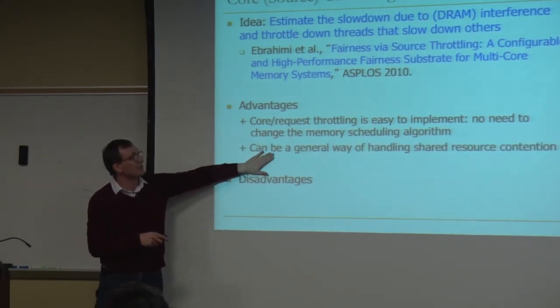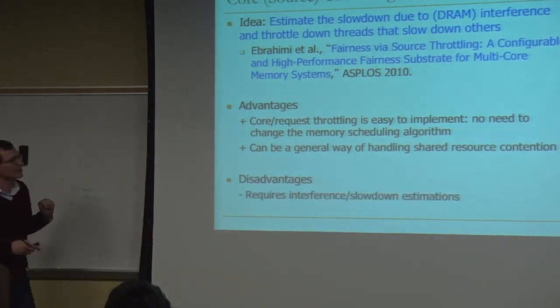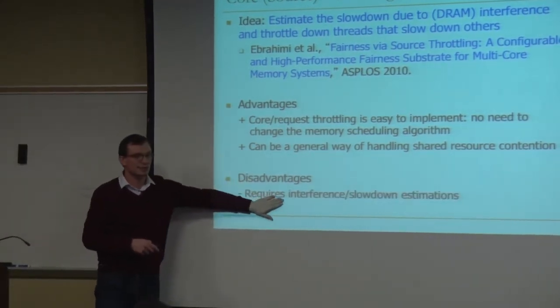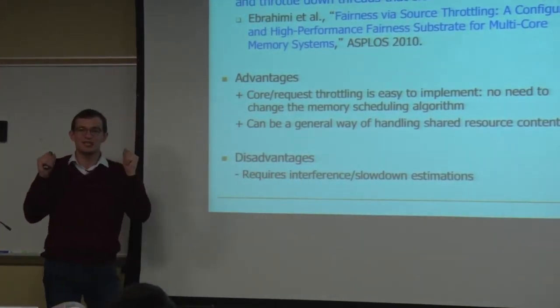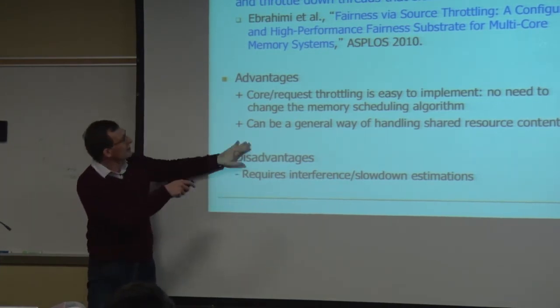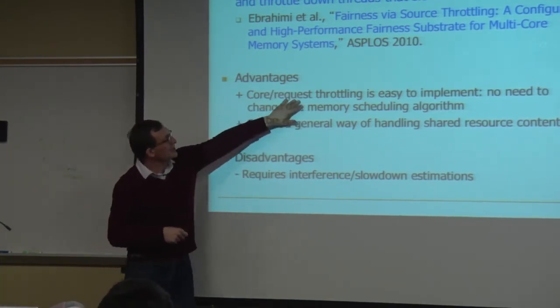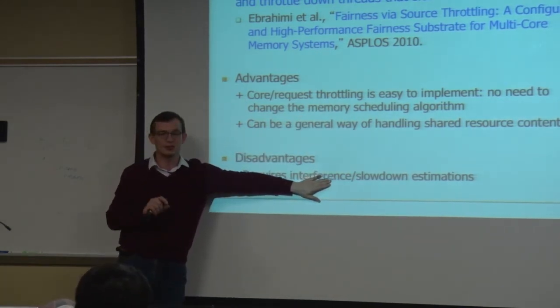It can be a general way of handling shared resource contention, as I discussed over here, right, with the internet. The downside is it requires these interference or slowdown estimations. Basically, which applications are being slowed down and which applications are causing that slowdown. And even though the throttling itself is easy to implement, this estimation mechanism may be difficult to get correct, right?